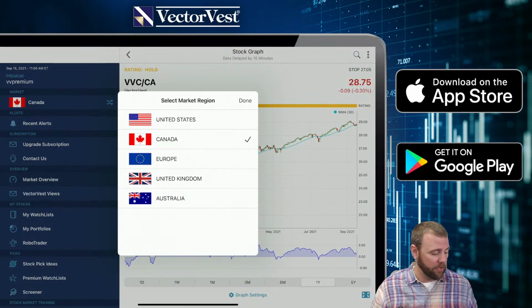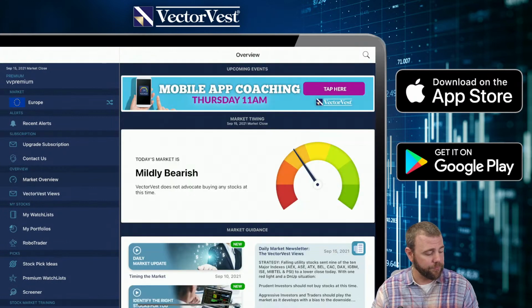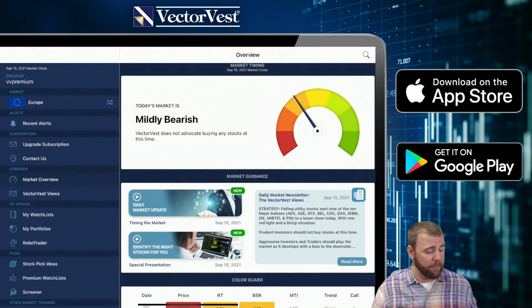Let's go ahead and take a look at the European markets here. With the European markets, I will preface this before we jump into it. Some of these are end of day, such as Europe, UK, and Australia. So these are going to be end of day data, whereas the US and Canada, we do have intraday data coming through, streaming just on a 15-minute delay for you. Looking at the European markets, we're 1 tick into the red in Europe. Therefore, the market timing gauge is mildly bearish, and VectorVest does not advocate buying any stocks at this time still.